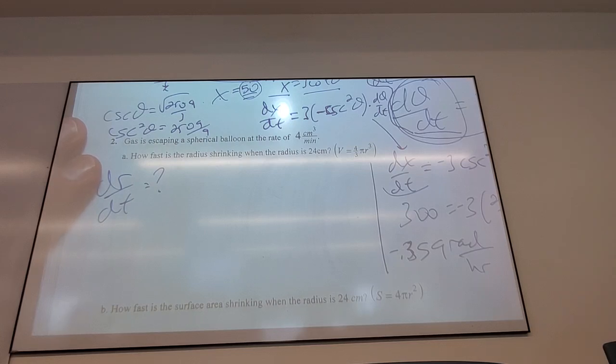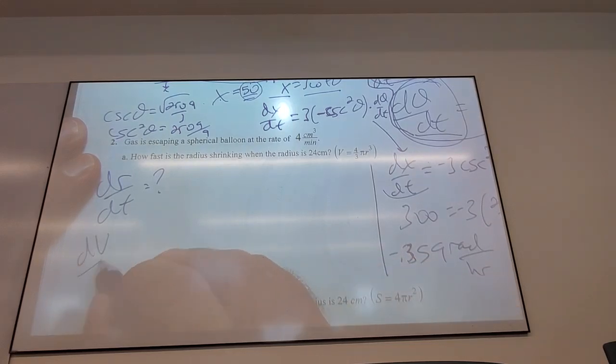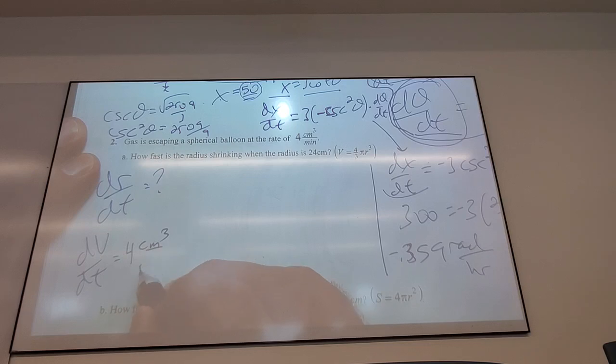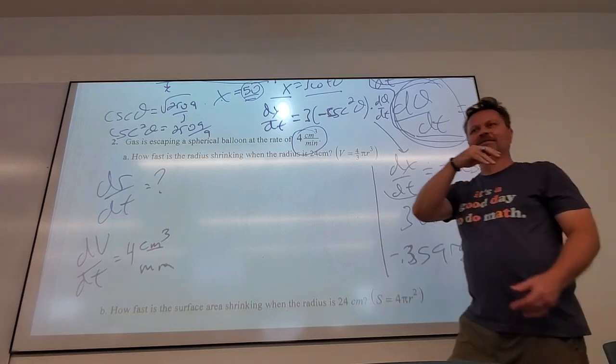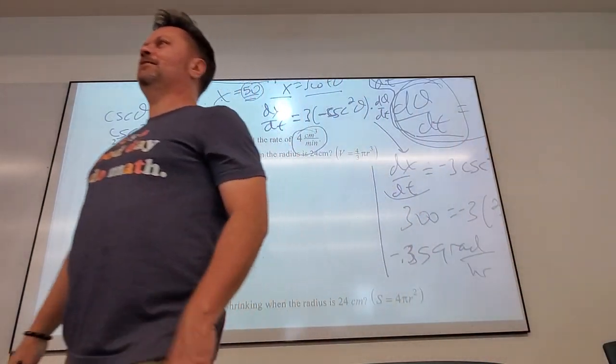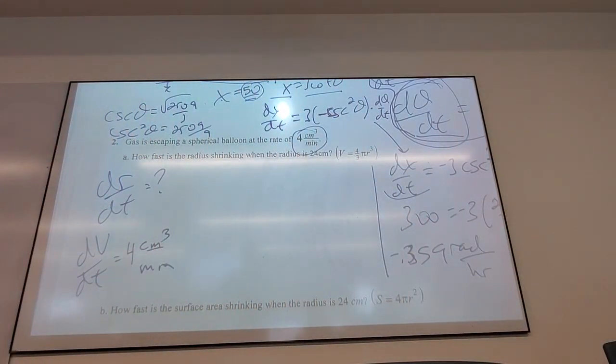dV over dt. I tell you what that is, don't I? Yeah, 4 cubic centimeters per minute. How do you know that's a volume? Because it's cubic centimeters. Yeah. You're okay, Mercedes. Don't worry. You look about as tired as I am, so it's understandable. So look for the units. That will help you. So if gas is escaping, the volume is decreasing. Obviously, if the volume is decreasing, the radius must also be decreasing.